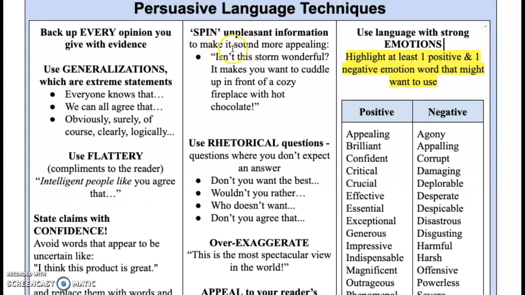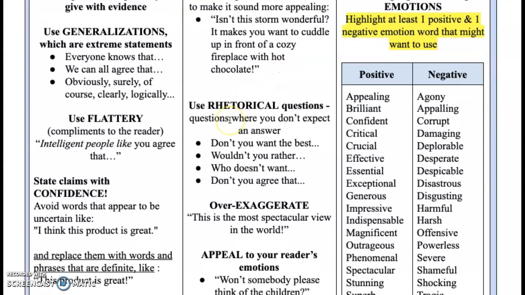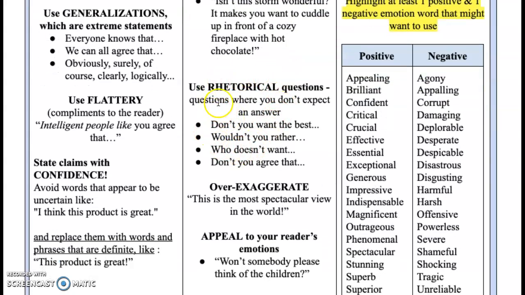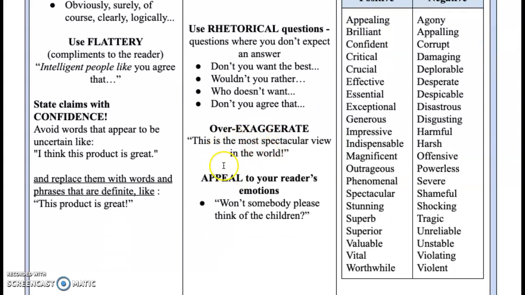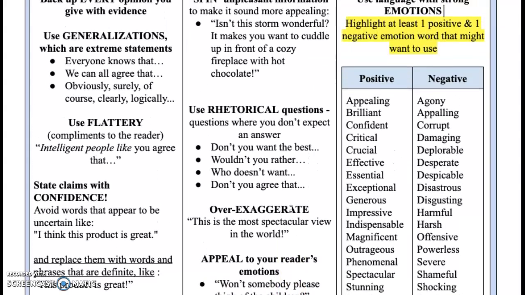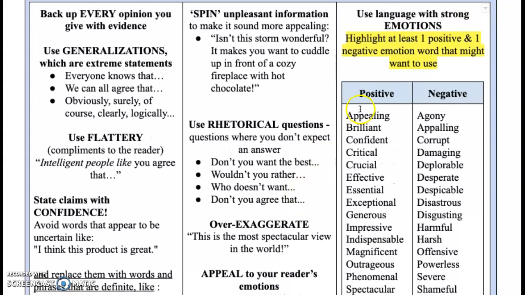You can try to spin unpleasant information. You can use rhetorical questions. Here are some examples of those. You can over-exaggerate, and you can appeal to your reader's emotions. And the last one we have listed here is use language with strong emotions.